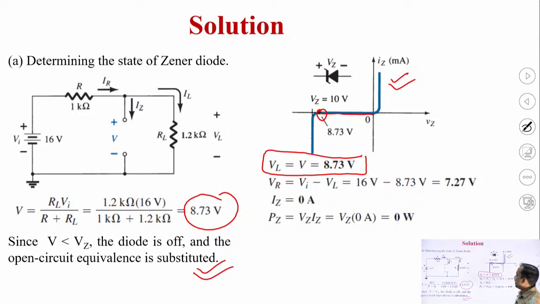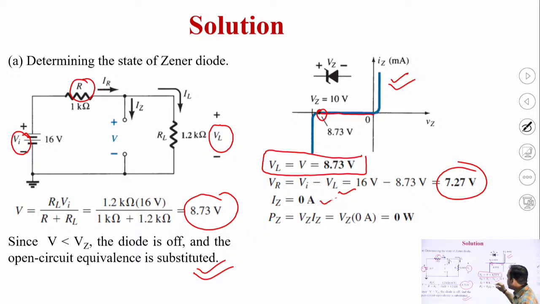Now if we apply KVL here, this voltage is VR, this voltage is VI, and this voltage is VL. So VR equals VI minus VL. VI is 16 and VL is 8.73. So we can calculate that the voltage drop across the series resistance is 7.23.